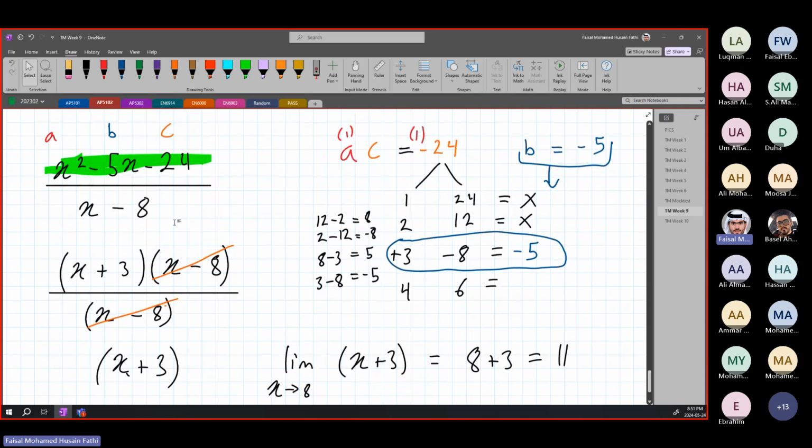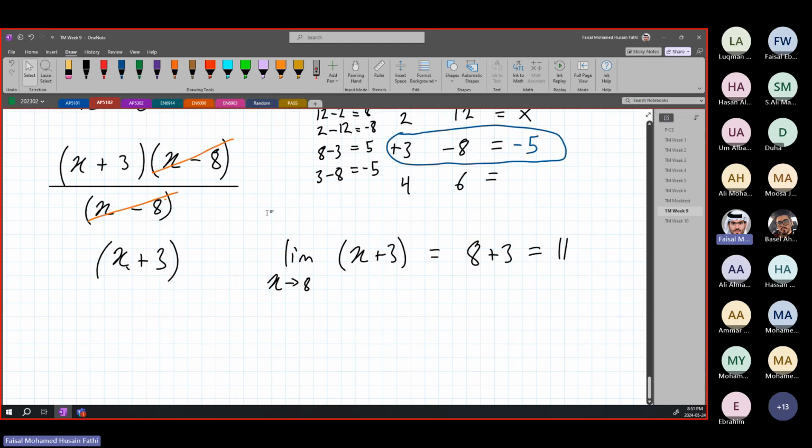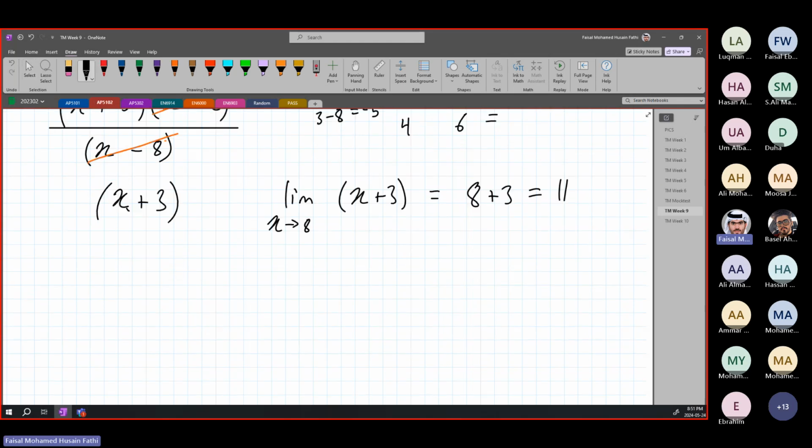But the idea here is for the limit. So you do your factorization. Once you do your factorization, you're going to cancel up and down. And then you're just going to plug it back in. One more question I'm going to do for the limit. The limit as x goes to 0 of x plus 5 over 3x.